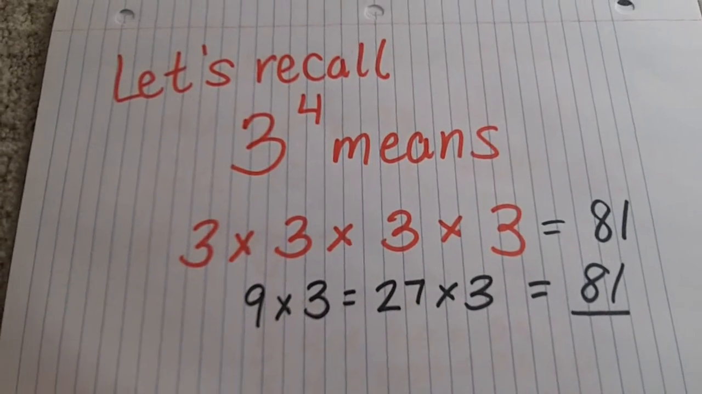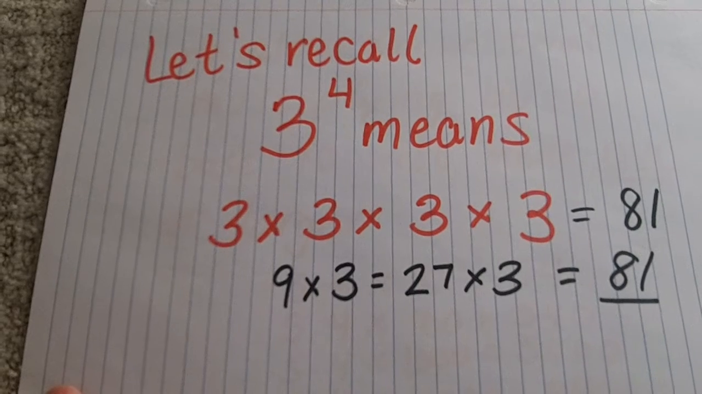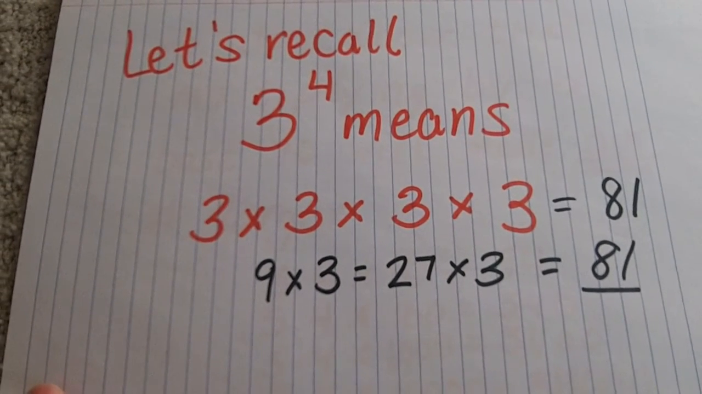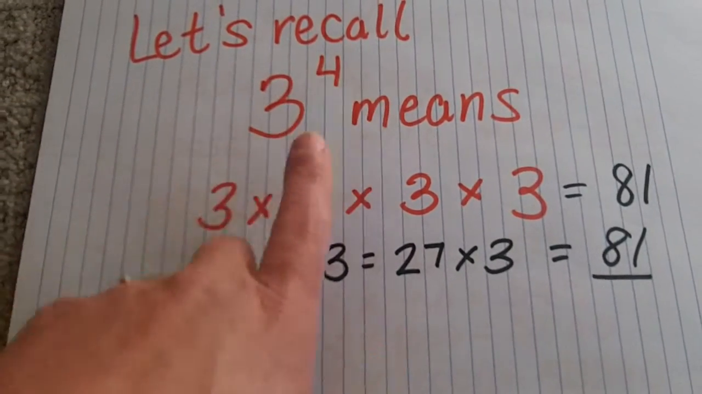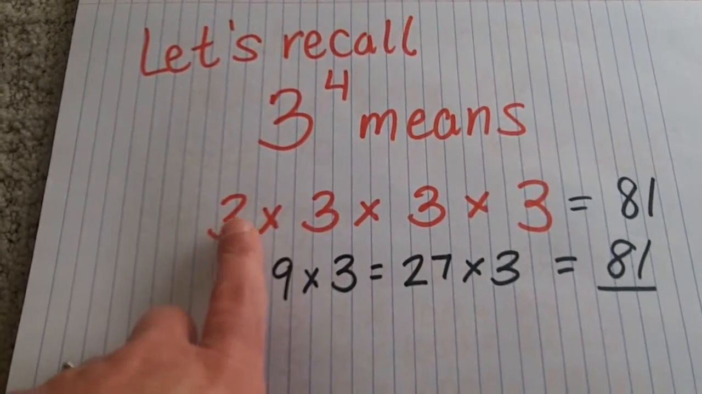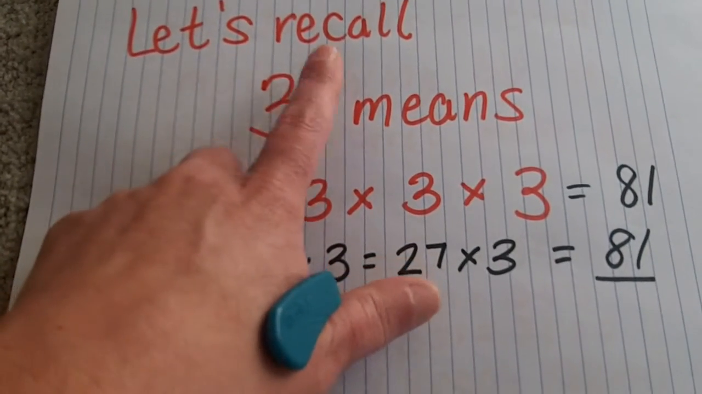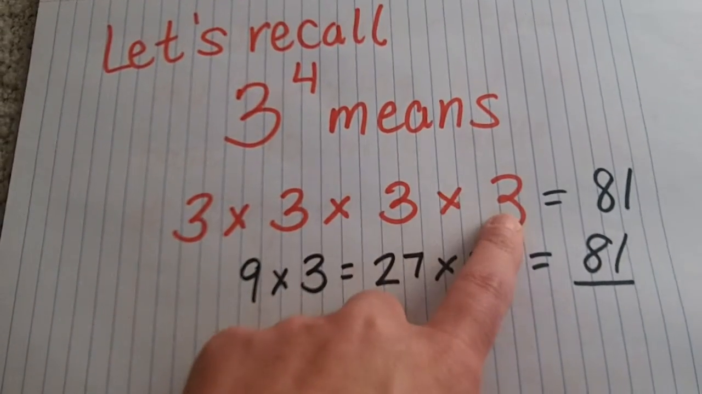So let's recall kind of where we've come from and where we are right now. So we were working on exponents or powers. So we know that 3 to the 4th basically means that we multiply 3 4 times. 3 is kind of our base number. 4 is our exponent, so that would be 3 times 3 times 3 times 3.